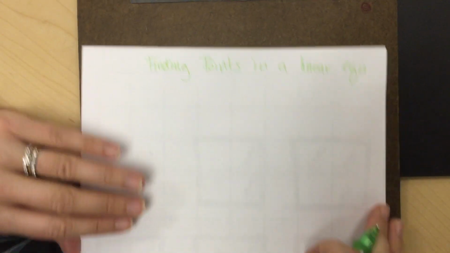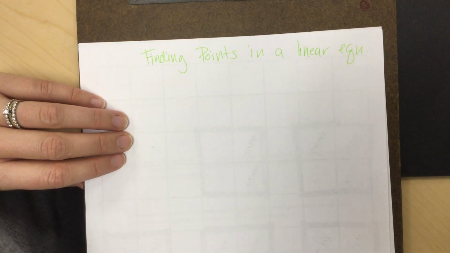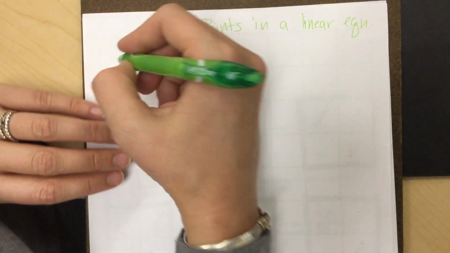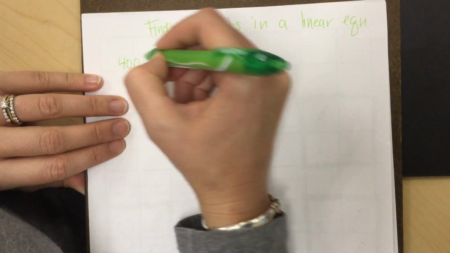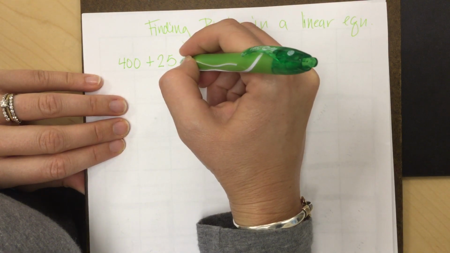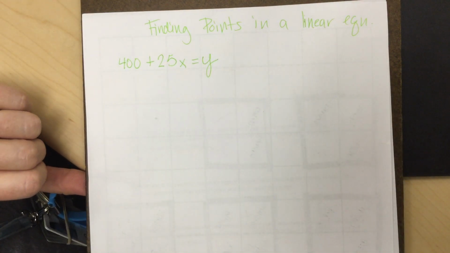Okay, so I also want to go over with you finding points in a linear equation. If you watched the video about writing linear equations, you would have seen that we had two equations. One equation for your bank account in which you have $400 saved up and you are increasing by $25 every week because you've been babysitting.